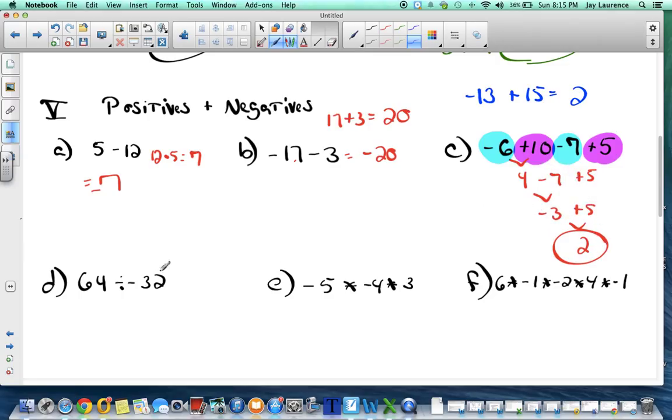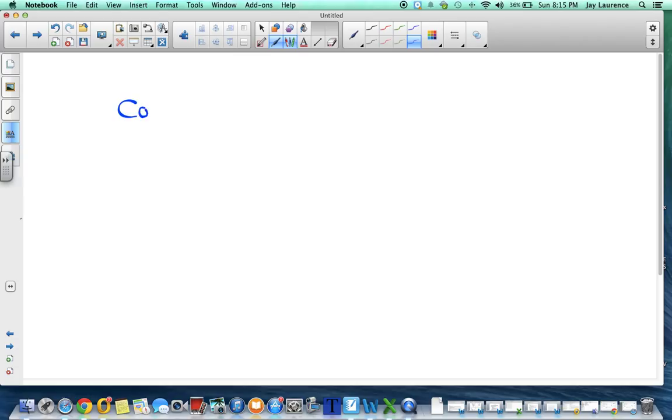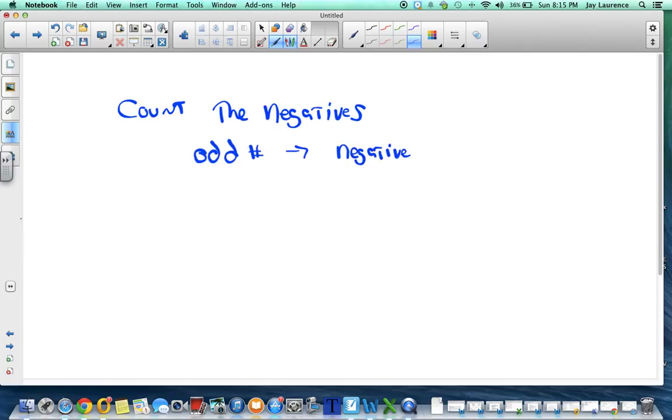All right, coming down here, some of you get screwed up about negatives, and dividing and multiplying. Look, just count. Count the negatives, okay? If there's an odd number of negatives, the answer will be negative. For example, 4 times negative 3 is negative 12. How many times did I say the word negative? Once. It's negative 12.